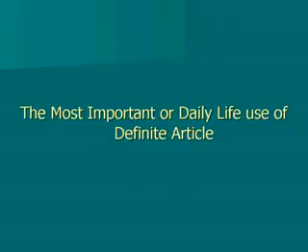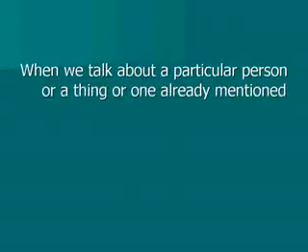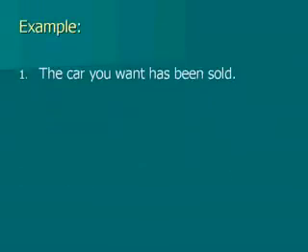Now we'll look at the most important or daily life use of the definite article. When we talk about a particular person or a thing, or one already mentioned, we use the definite article. It means that when a speaker and a listener both know what they're talking about, it becomes definite or proper. For example, the car you want has been sold. Example number 1 shows that both the speaker and the listener know the car they are talking about.